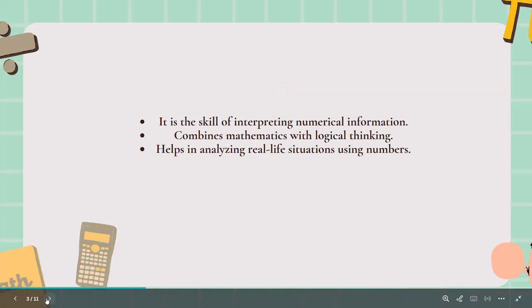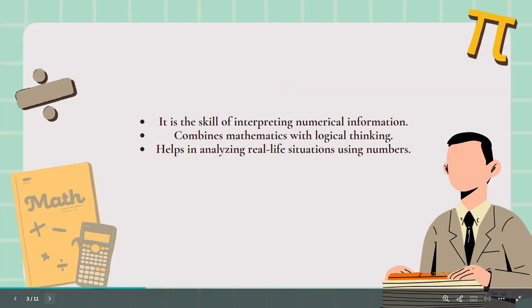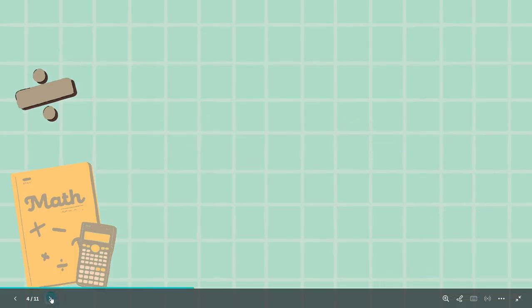And we can say that quantitative reasoning is a skill of what? The skill of interpreting numerical information. So it combines mathematics with logical thinking. That means our daily life activities, to solve those things. So it helps in analyzing real life situations using numbers.